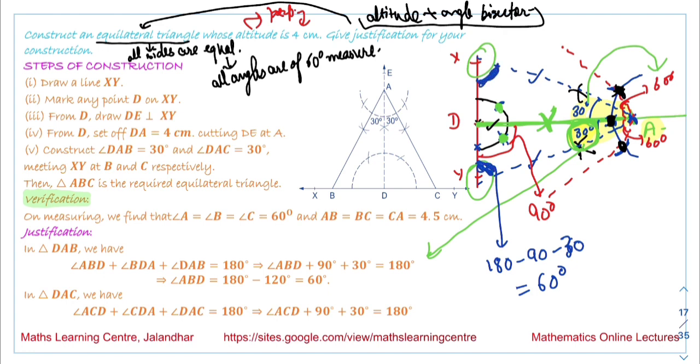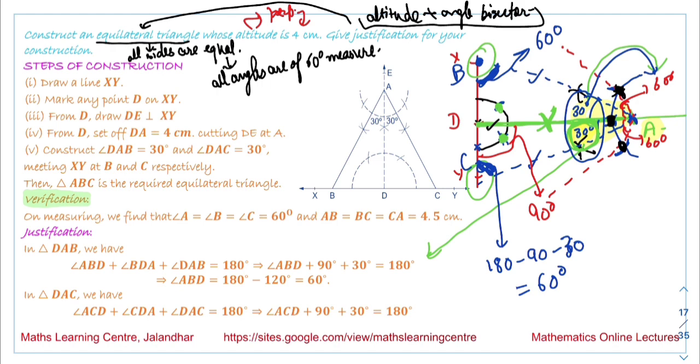Similarly, this angle at X, suppose we name this point as B and this point as C, then this angle at B is also 60 degrees. This total angle over here is also 60 degrees.